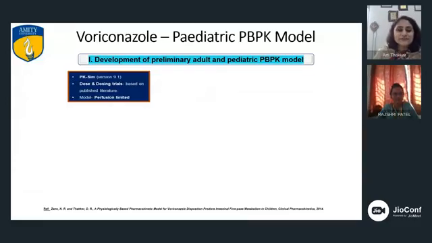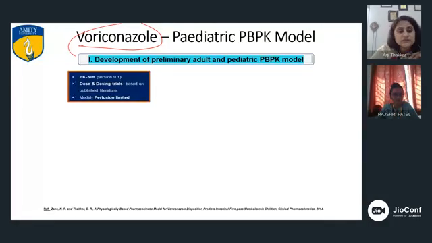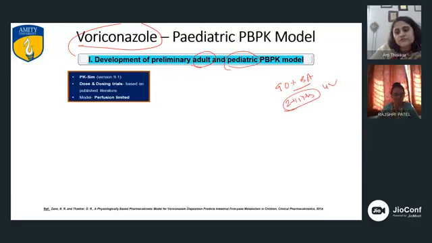So specifically, the drug is voriconazole. I was working on this drug when I was doing my postdoc, and this drug is a very interesting molecule. This is for systemic fungal infection. This drug has almost 90% bioavailability in adults, and in pediatric population, so pediatric, we mean 2 to 11-year-old children, the bioavailability is 45 to 65%.